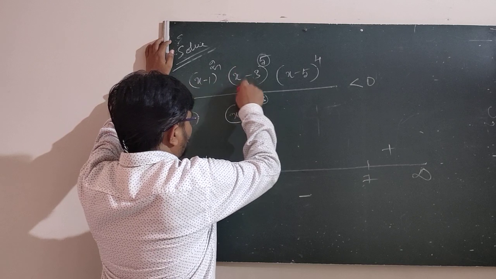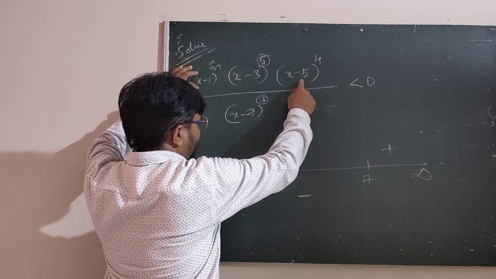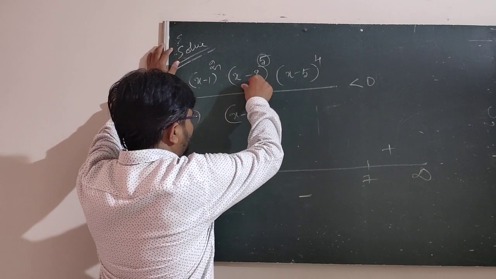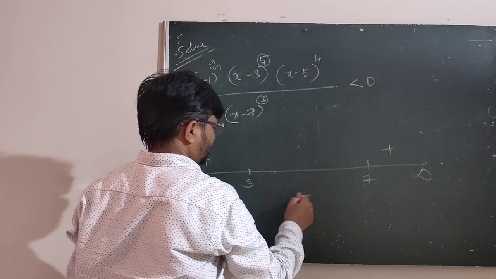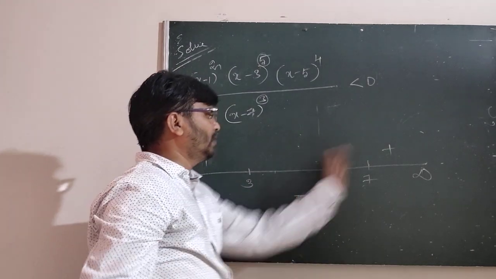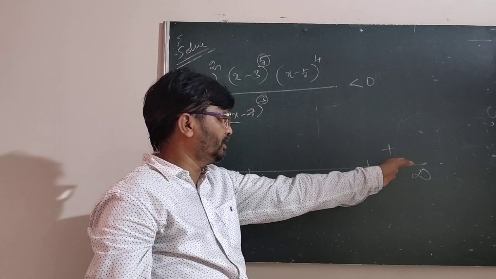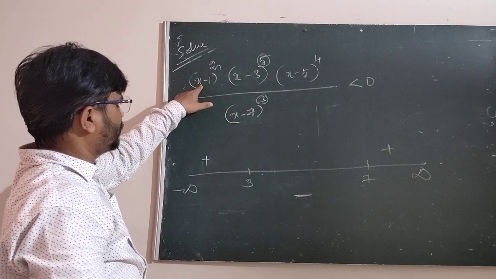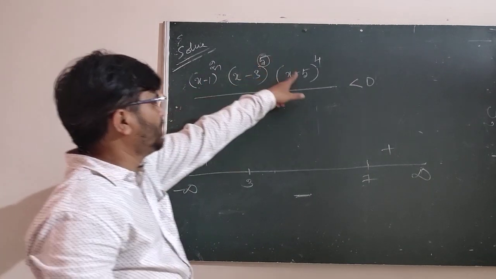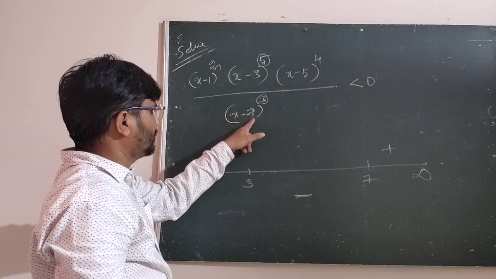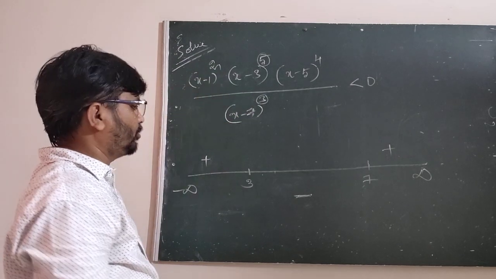This is plus, plus, plus. These are always plus. Therefore, plus by minus is the minus. Therefore, this is the minus sign. If you take a value above 7, that is 8. 8 minus 1 is positive. 8 minus 3 positive. 8 minus 5 positive. 8 minus 7 is positive. Positive by positive is the positive.